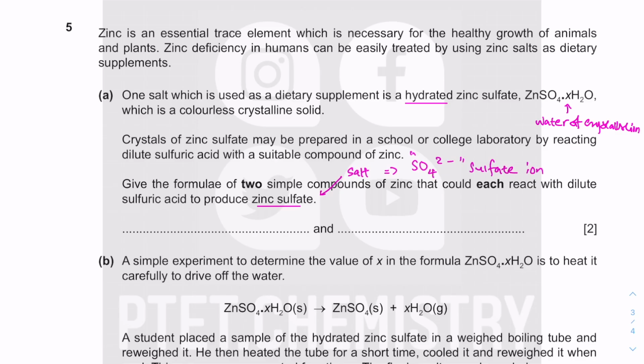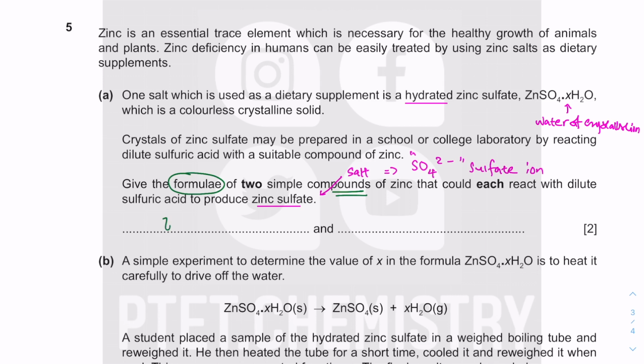So we are essentially looking at formula. That's what they want. They want formula. They want a compound. So you can't use the metal itself to give you a metal salt. Of course, a reactive metal plus acid will give you a metal salt and hydrogen. But they want a compound of zinc.